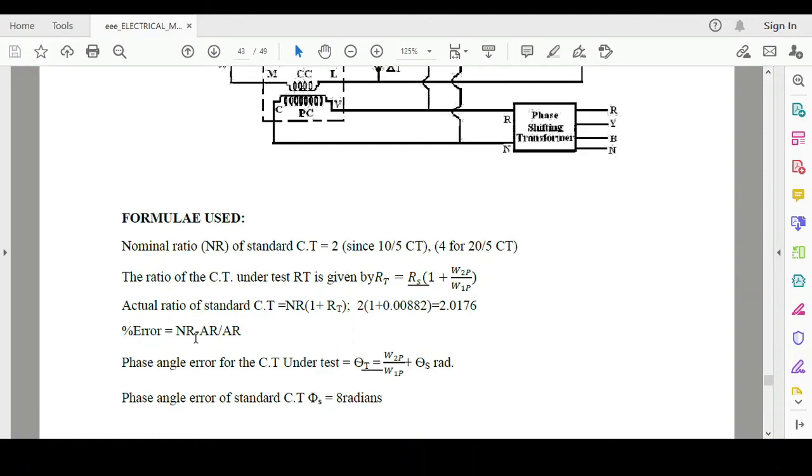Then you can find out the percentage error, which is nominal ratio minus actual ratio of our standard transformer by actual ratio into 100. Then you can calculate the phase angle error of our current transformer, which is the test transformer, which is given by theta T equal to W2P by W1P plus theta S radians. Here theta S is given by the manufacturer, which is 8 radians. Okay. So this is how we are going to test our current transformer using the comparison method. We have found the percentage error and the phase angle error of our test current transformer.